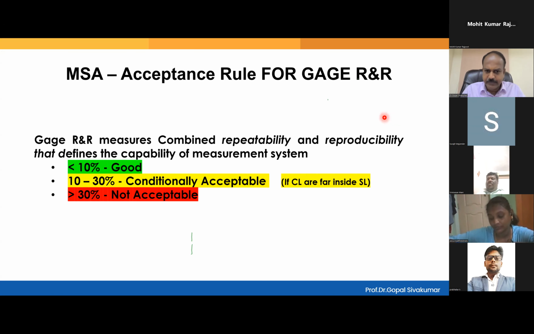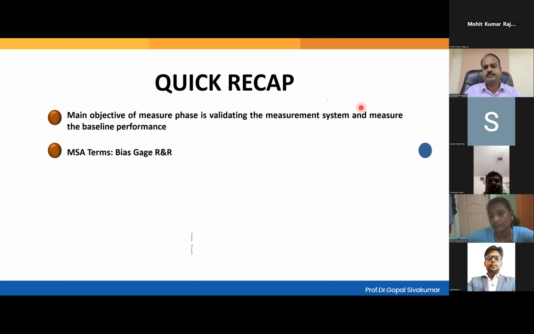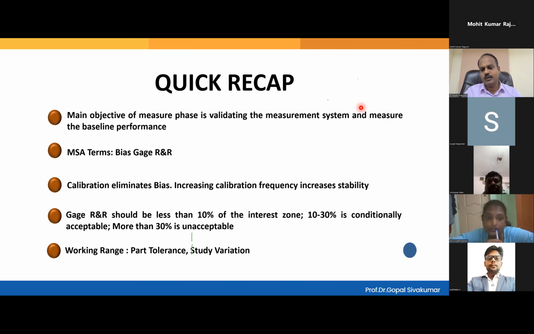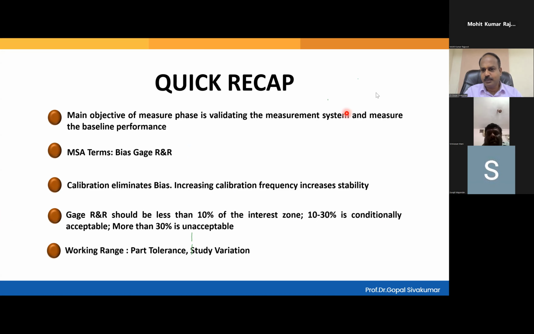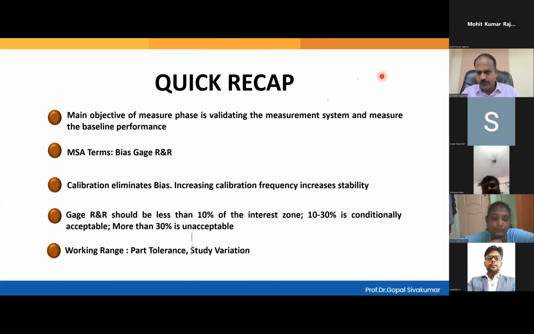If your data type is attribute or discrete, then we will be conducting a similar study known as attribute agreement analysis. But now, what is it known as? Gauge R and R study. That's all. I think now you understand how to validate your measurement system. Your measurement system can be validated with the help of the gauge R and R value and the bias value. Clear, all of you? Gauge R and R should be less than 10%. And finally, the bias should also be less than 10%.